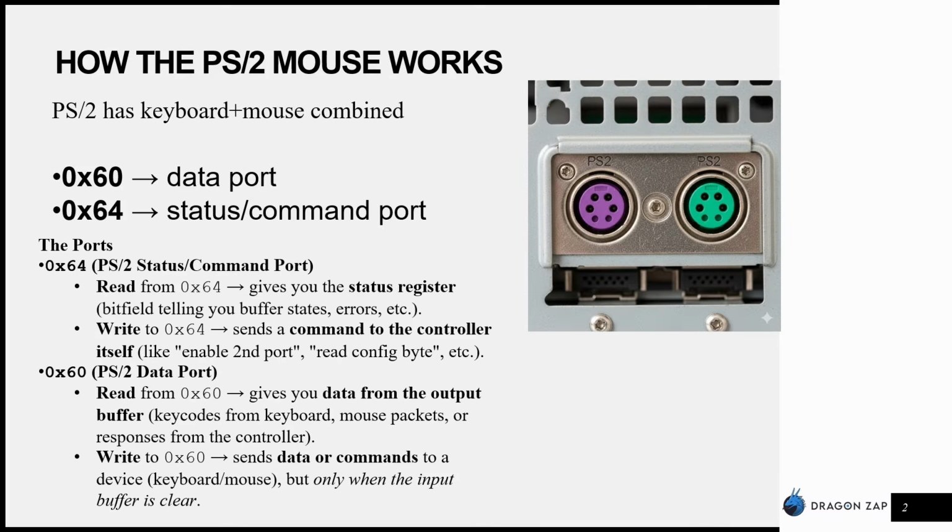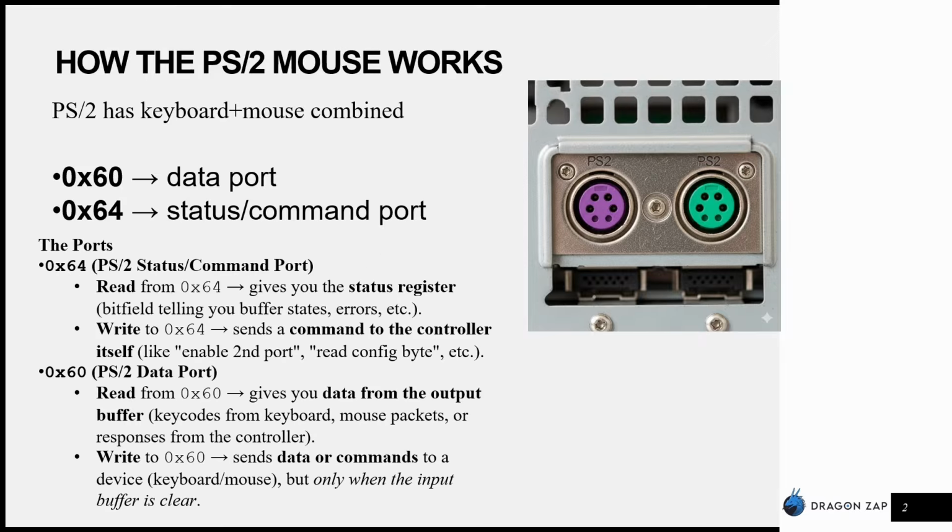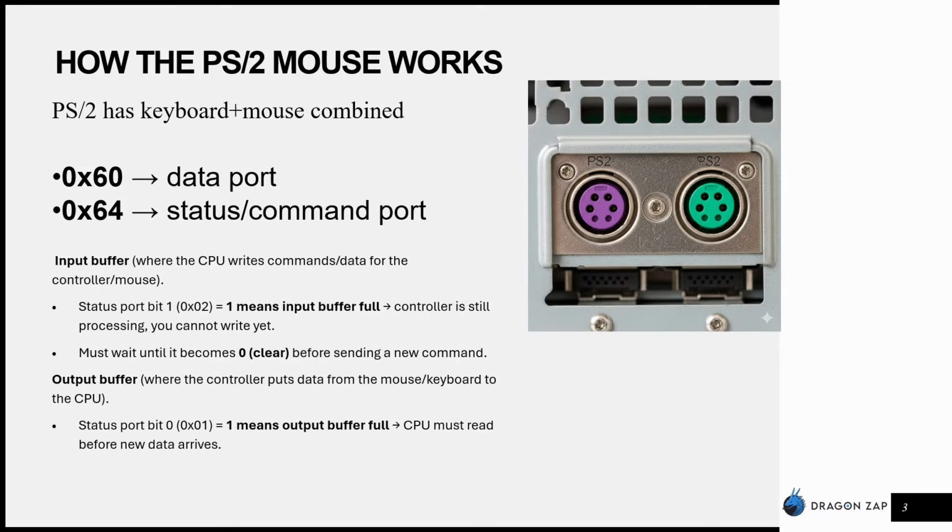You can see the ports that we're using. The command port is port 0x64, and we can read from there and write to there. So we can write commands like enable the second port of the controller, for example, or read the configuration byte. 0x60 is the data port. That's where we're reading the actual mouse packets, keyboard packets, or writing some commands to it. And these bits that I just described are in relation to the data you read from those ports.